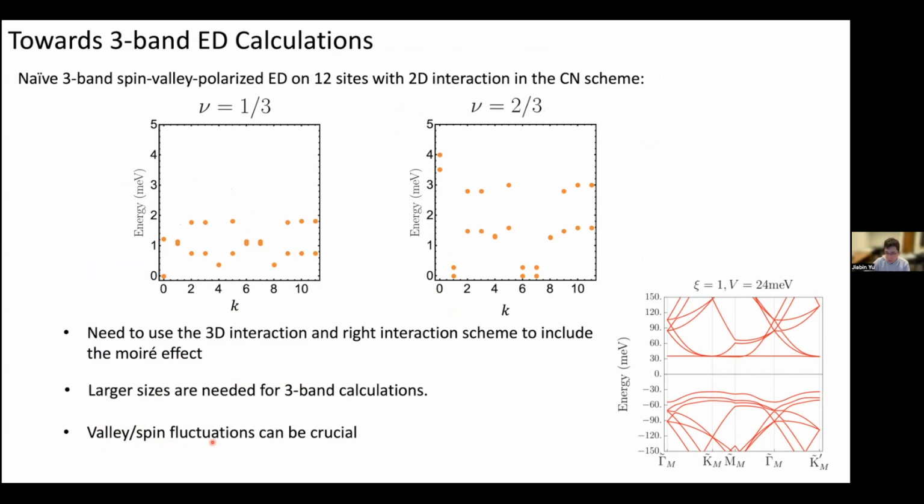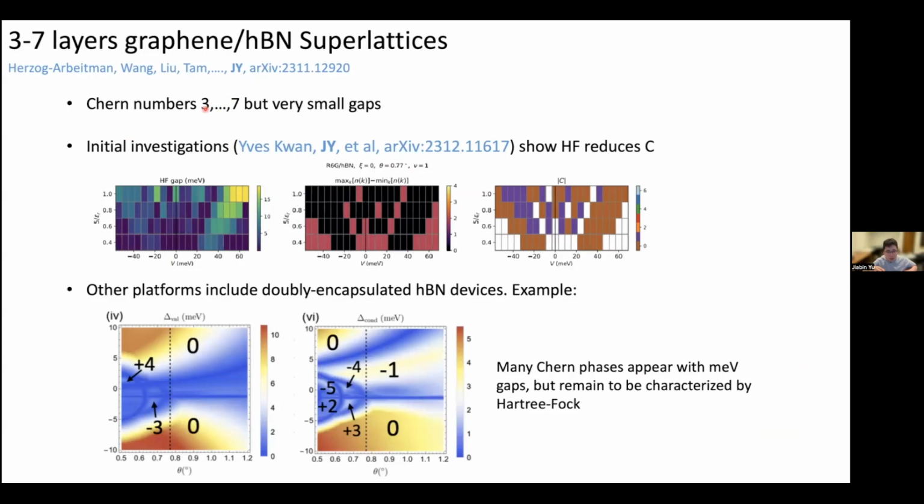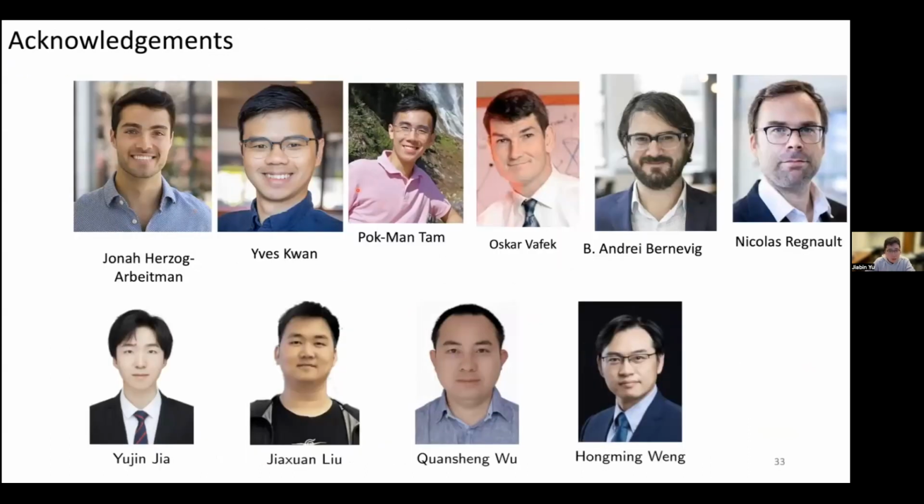So this will be the end of my talk. Before concluding, I would like to mention that in our paper, we not only studied 5 layers, we also studied 3, 4, 6, 7 layers. The previous discussion focused on one Moiré on one side, and if we make the other side of hBN also align a little bit, we can have double encapsulated hBN devices. In that case, at single particle level, we have richer features for the Chern numbers. And that will be the end of my talk. This is the result of a big collaboration, and I would like to thank my collaborators. And thank you.